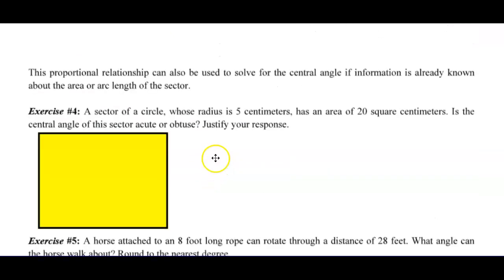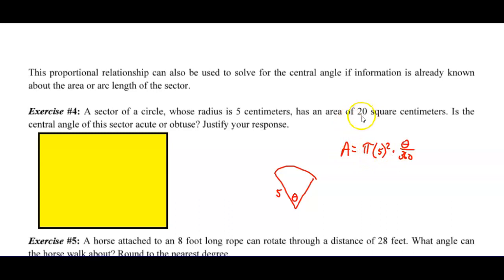All right, sector of a circle in exercise 4: radius is 5, area is 20. Is the central angle of this sector acute or obtuse? To picture this, I'm just going to draw a sector with radius 5. I don't know the angle, so I'm going to draw a random sector with an unknown angle, and the radius is 5. If I want to know the area of that sector, the area would be pi times 5 squared times theta over 360. This is the fraction I would use to establish that.